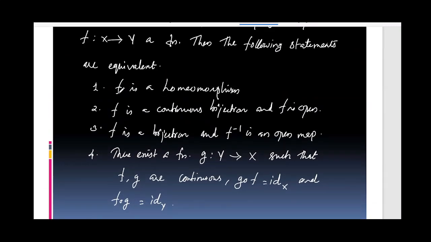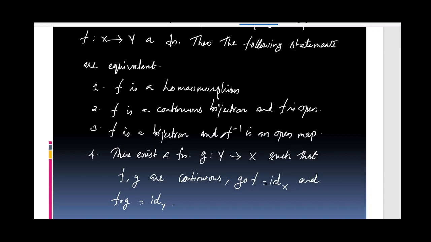Okay, so the first condition: f is a homeomorphism. Second one, f is a continuous bijection. That means f is continuous, right? Since f is a bijection, we can define its inverse also. Now for the inverse, it's given that f is open. Since f is open, it maps open sets to open sets. So when you take the inverse image of an open set, you again get an open set. So f inverse should be continuous.